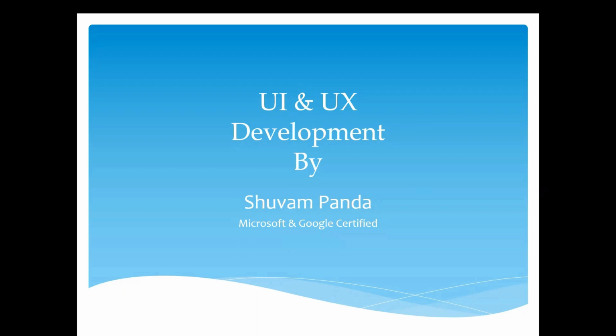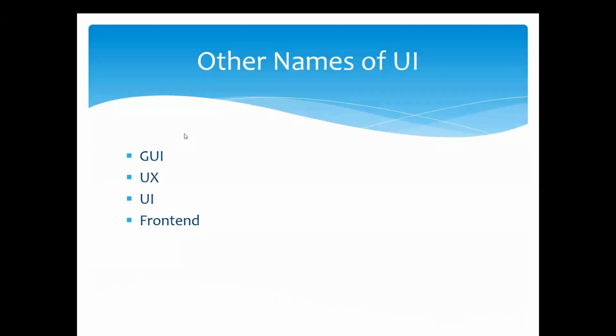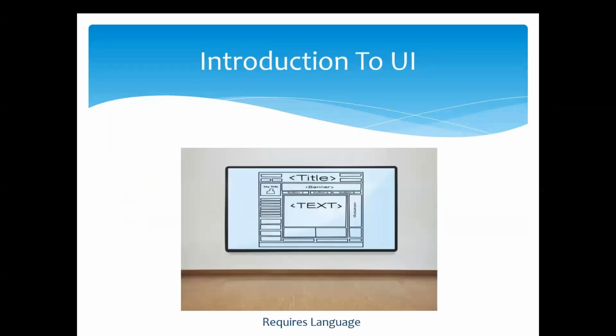So before starting all this, let's learn about what UI and UX are. UI stands for user interface. Another name for user interface is GUI, which stands for graphical user interface. Then there is UX, which stands for user experience. Then UI, user interface again, and front end. Front end means whatever we see and interact with. All these things we are going to learn here.